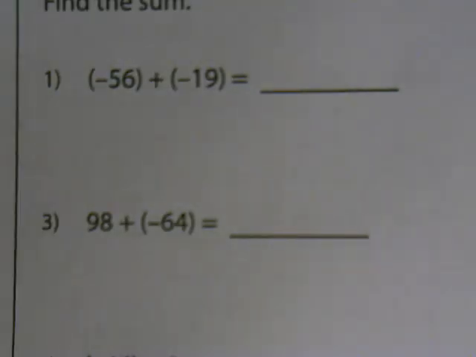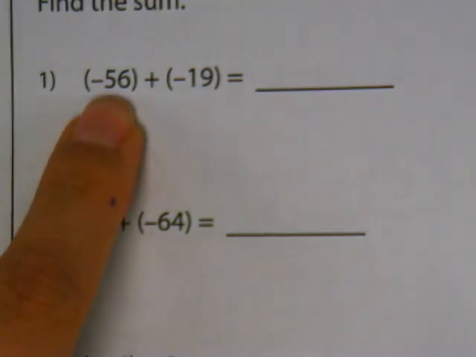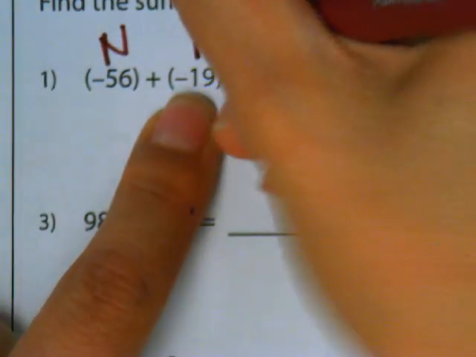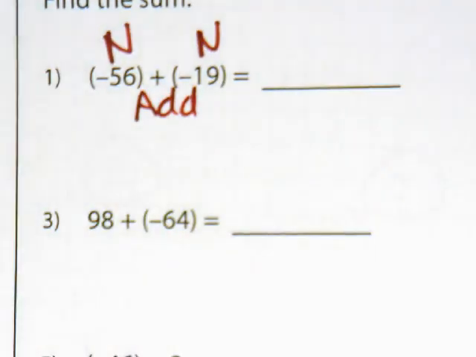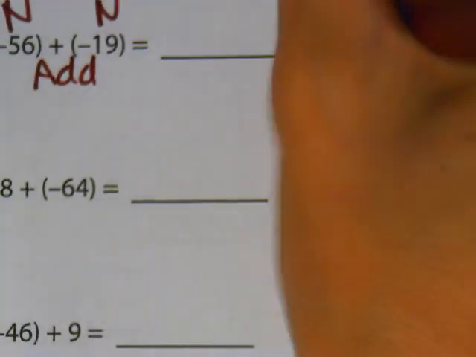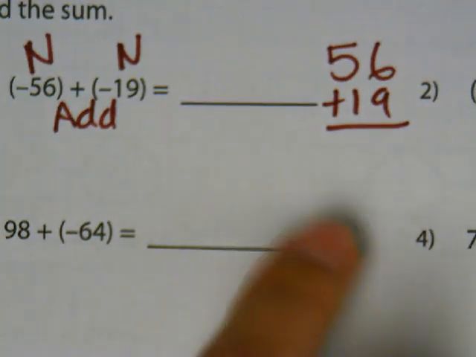All right. So, number 1. If you know what to do, ignore me. Work. Number 1. What kind of number is that? A negative or a positive? Negative. Is this one a positive or a negative? Negative. So you see how there are 2 negatives? So are you going to add or are you going to subtract? If they're the same, we add. If they're different signs, subtract. And you can go on the side here and add them because we're not using a calculator.